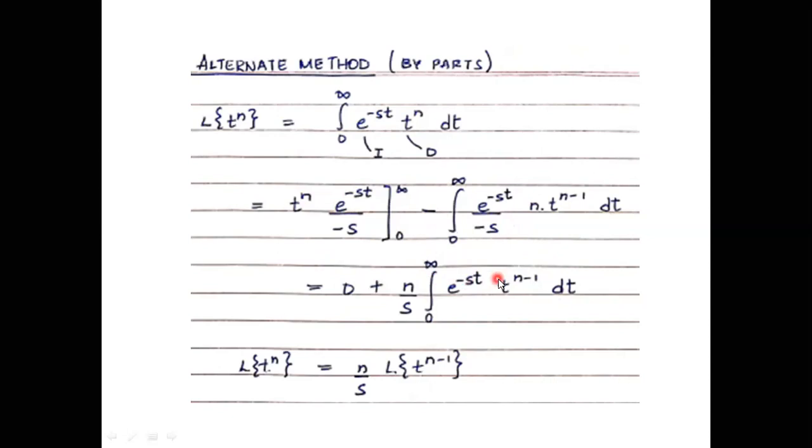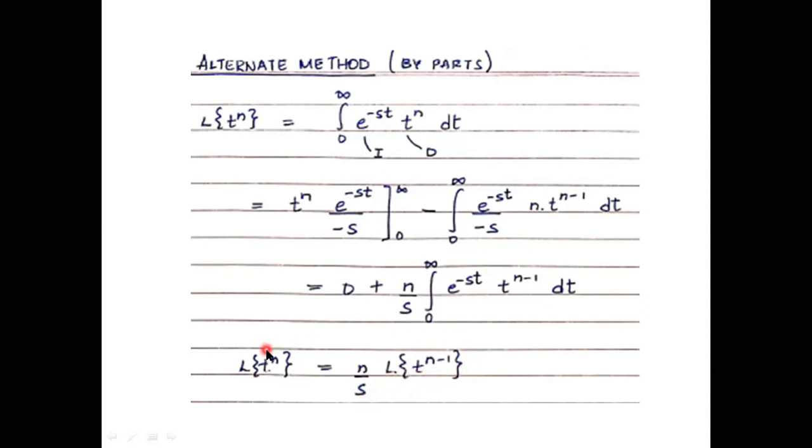So this integral, when you see, is actually the Laplace transform of t power n minus 1. So n by s into Laplace transform of t power n minus 1. So what is Laplace transform of t power n? It is n by s into Laplace transform of t power n minus 1.